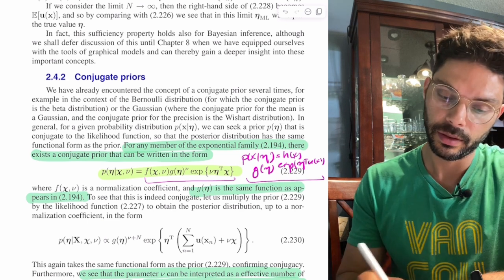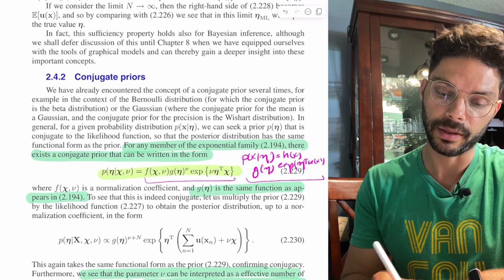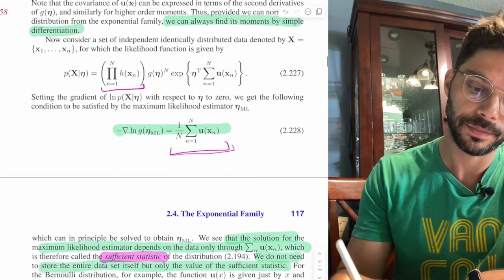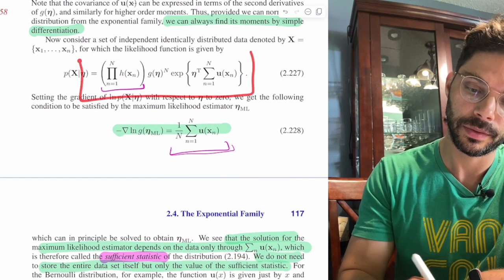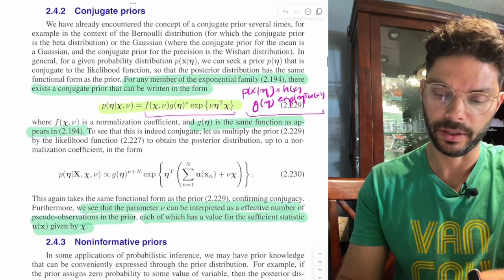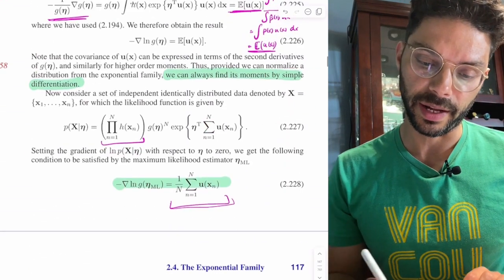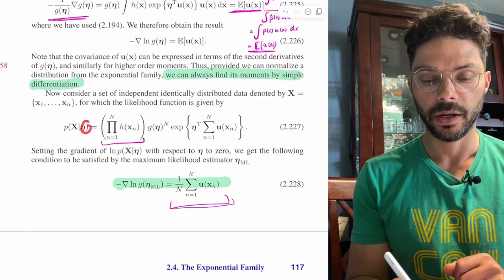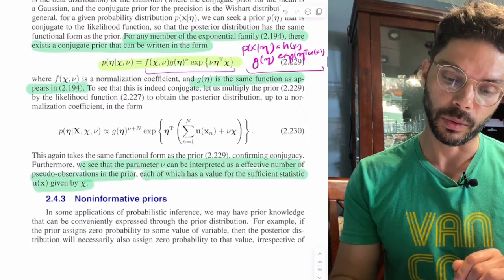To see that this is indeed conjugate, let us multiply the prior 2.229 by the likelihood function 2.227. Yes, that's the one he means, because we've got these sums of terms. So imagine you've got this likelihood coming in, and now you multiply it by your distribution on your prior to get a posterior on your parameters, and you want them to be in that same family. So when we do that, what do we get?